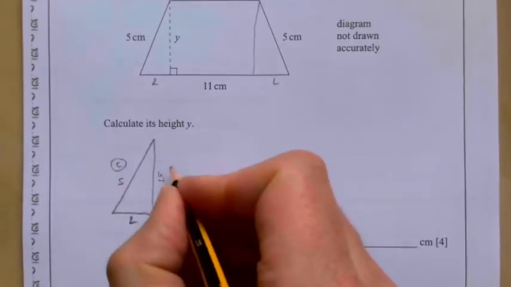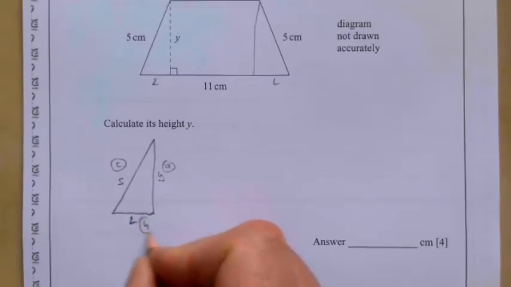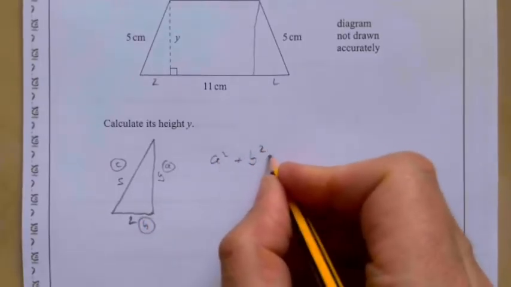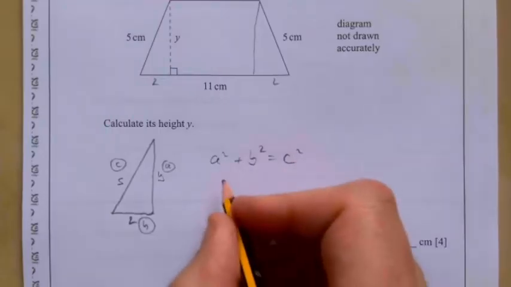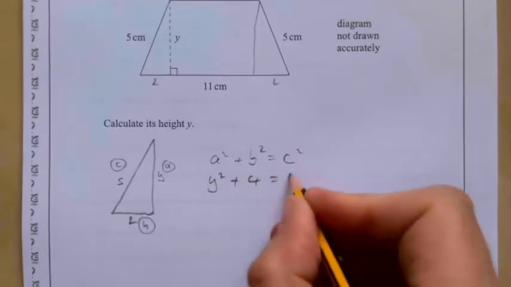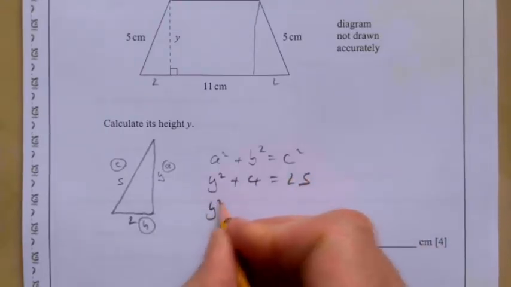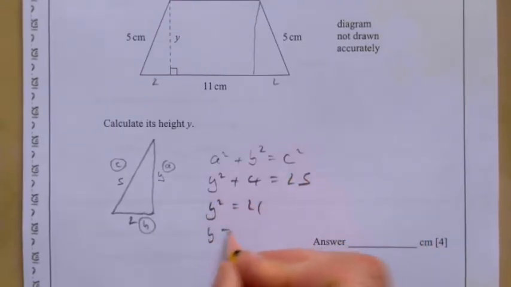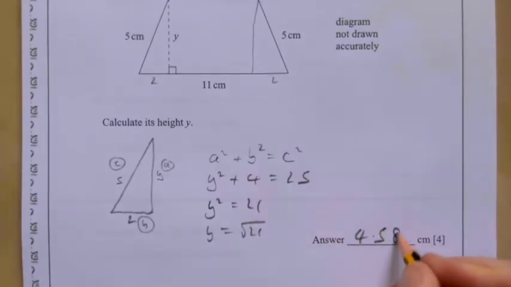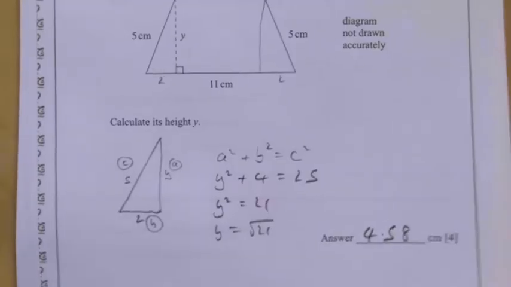So if that's C, that's A, and that's B, then A squared plus B squared equals C squared. Y squared plus 2 squared, which is 4, equals 25. So y squared is 21, and y then is the square root of 21. Put that in your calculator to 2 decimal places and you get 4.58.